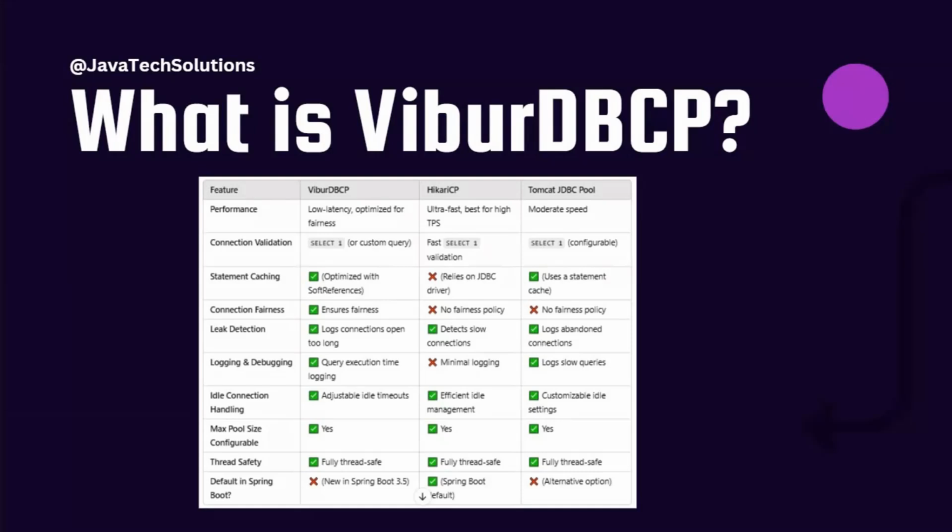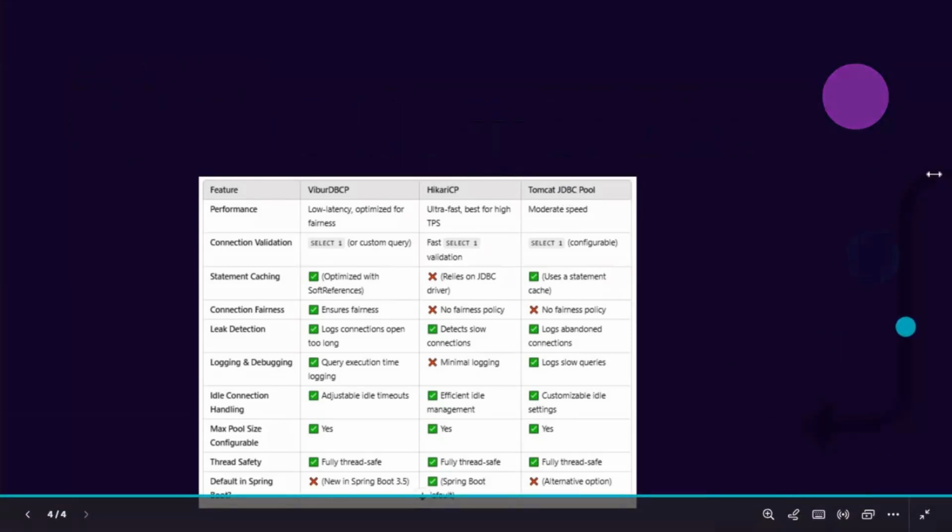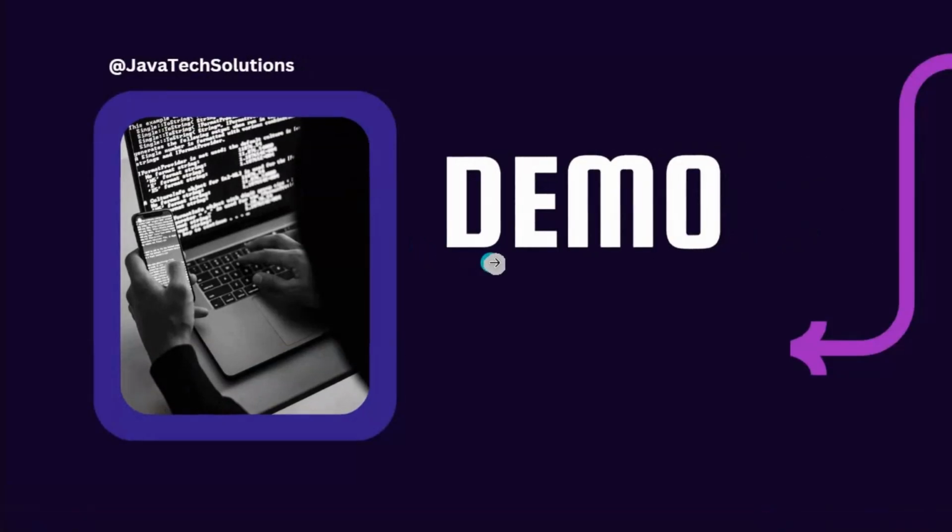So next, whatever I am explaining here, we are going to demonstrate: we will create a Spring Boot application, create one REST API, add ViburDBCP and MySQL to connect with the MySQL database, and demonstrate how to integrate ViburDBCP into the Spring Boot application. So without further delay, let's create the application and see the demo.